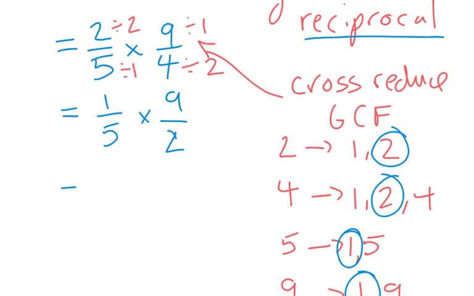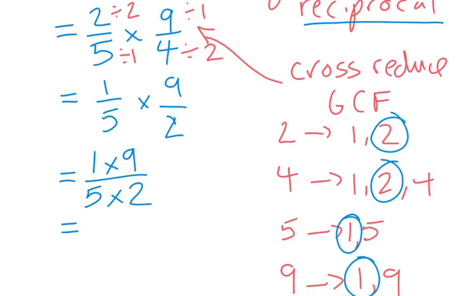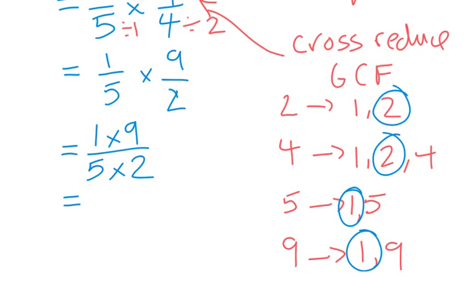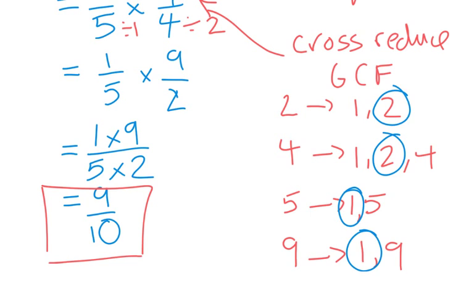Now, at this point, you can go ahead and just multiply the numerators, so 1 times 9, and you can just go ahead and multiply the denominators, 5 times 2. So 1 times 9, let me just make some space. 1 times 9 is 9, and 5 times 2 is 10. And that is our final answer. I cannot reduce 9 over 10, as 9 is not a prime number, so its factors are 1 and 9. Both numbers are divisible by 1, but 10 is not divisible by 9, so that is it.